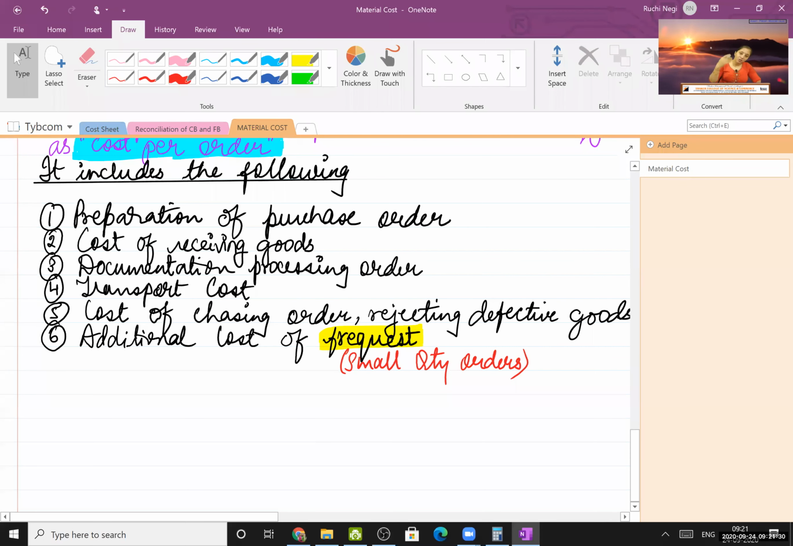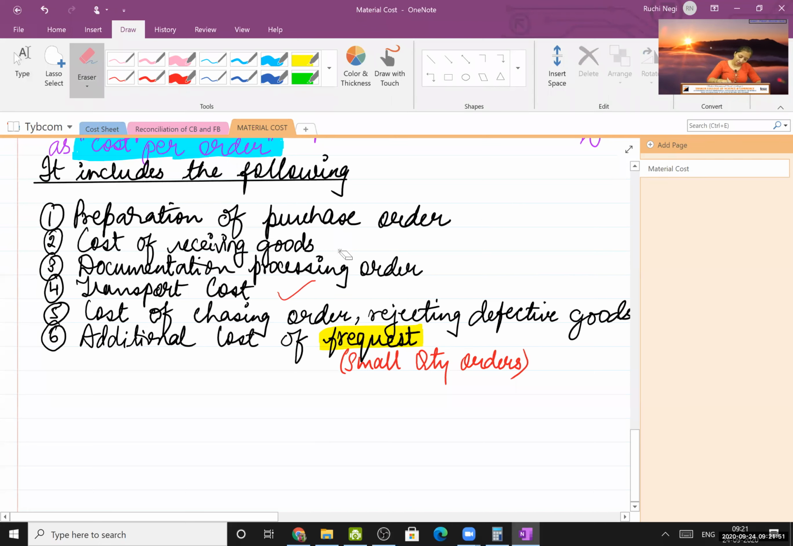क्योंकि उसका खर्चा तो उतना ही लगता है, जब आप बड़ा क्वांटिटी मंगाओ या छोटा, खर्चा सेम होता है. ओके, खर्चा सेम कौन से कॉन्टेक्स्ट में होता है? डॉक्यूमेंटेशन, ये वाले कॉन्टेक्स्ट में cost of receiving goods, preparation of purchase order, transport cost, all this I'm talking about.